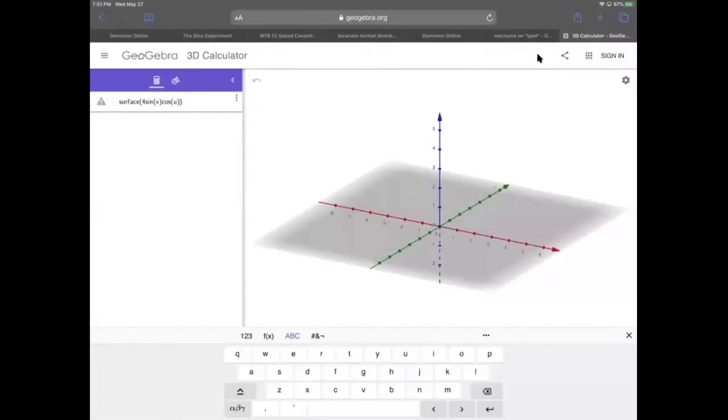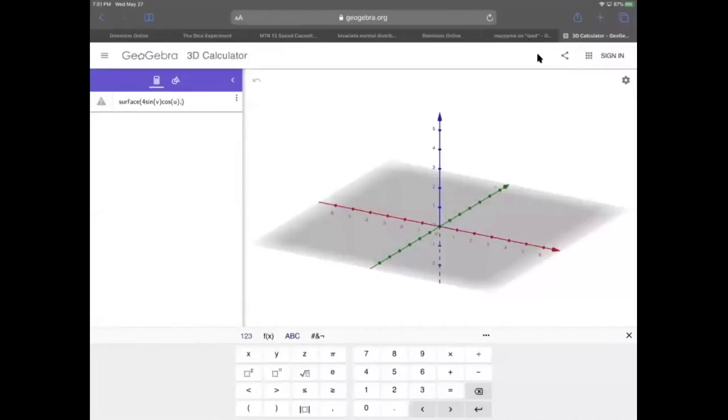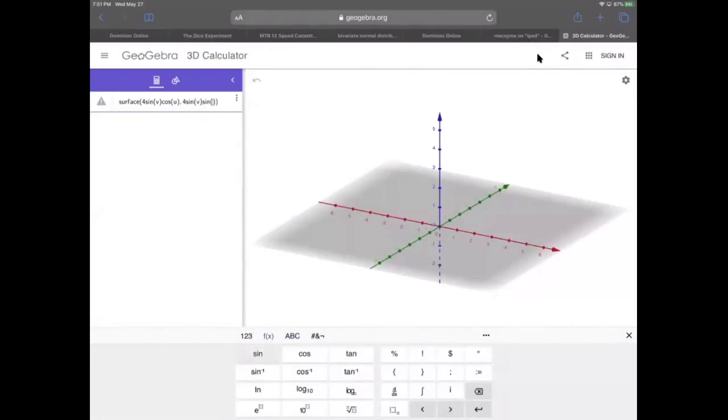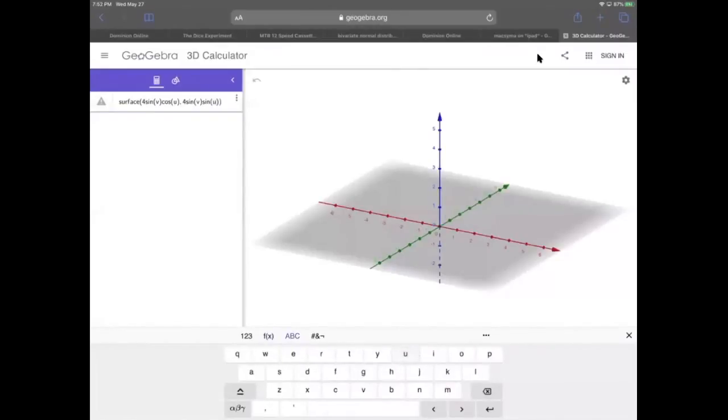Then a comma, the y coordinate would be 4 sine phi sine theta. So sine v and sine theta, which is my u. Okay, and then the z coordinate was cos phi, so that'll be cos of v.